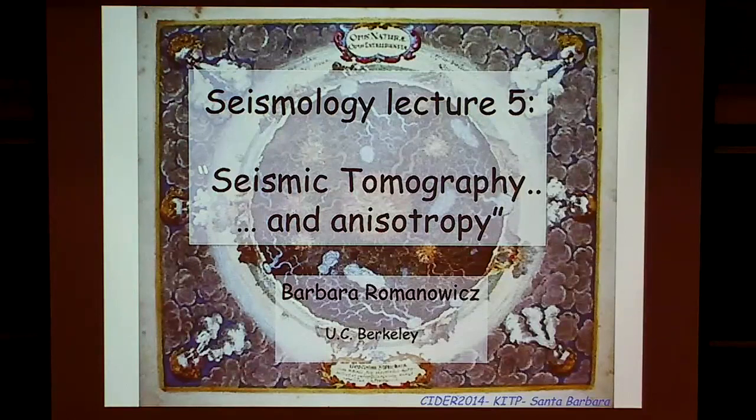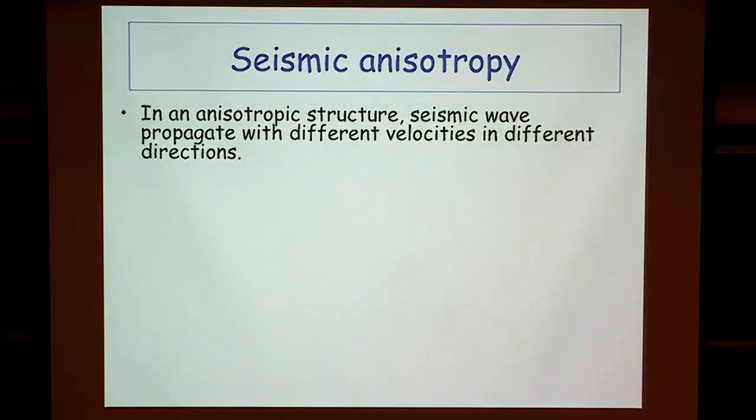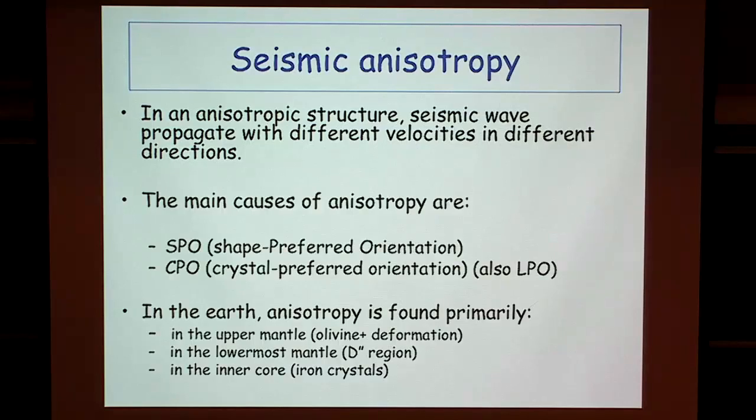isotropic tomography. So, in an anisotropic structure, seismic waves propagate with different velocities in different directions. And here there's already a typo. Seismic waves propagate in different directions. We've already seen that the main causes of anisotropy can be either shape-preferred orientation, like if you have layering, or crystal-preferred orientation, also called lattice-preferred orientation, which is related to microscopic fabric.